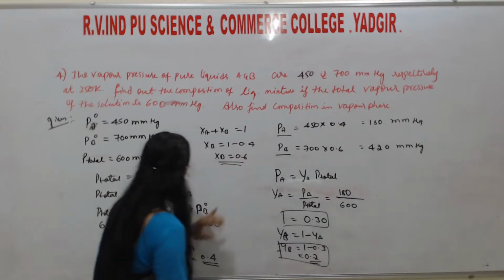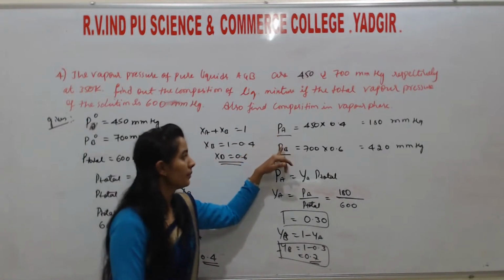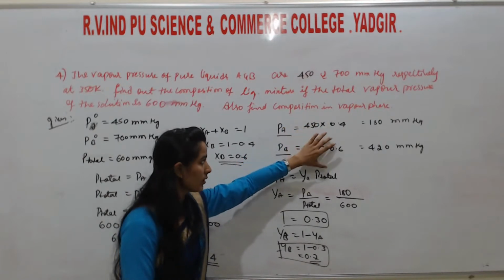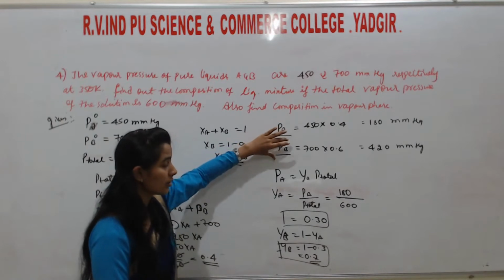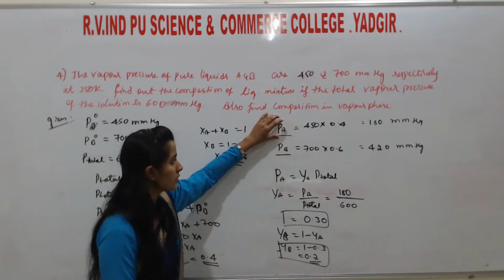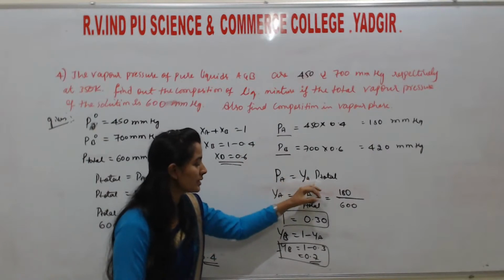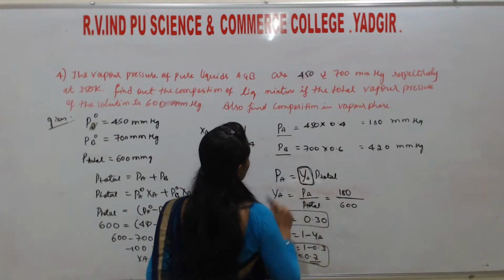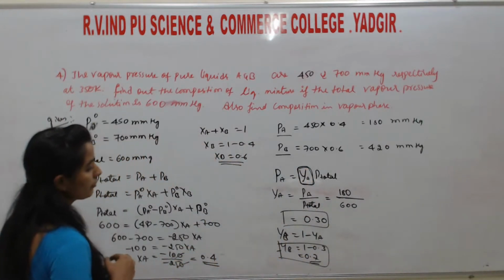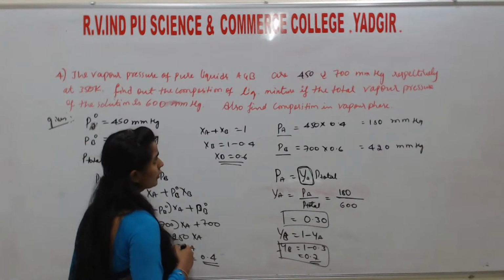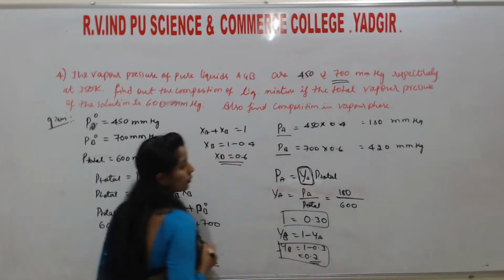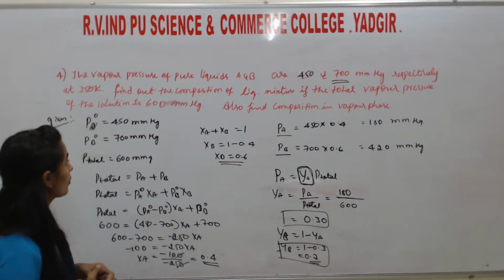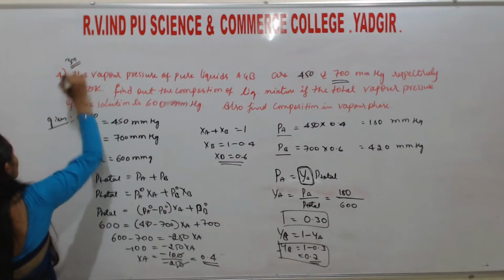Once we got the mole fractions, we can calculate the pressure of each component by multiplying with the standard pressures. Then we will get the pressures of the individual components. Once we got the individual component pressures in the solution, we can easily calculate the composition of components A and B in the vapor phase. Here, which one is highly volatile? B is highly volatile because it has 700 mm of pressure. So this is a Raoult's law problem. This is also important for 3 marks.